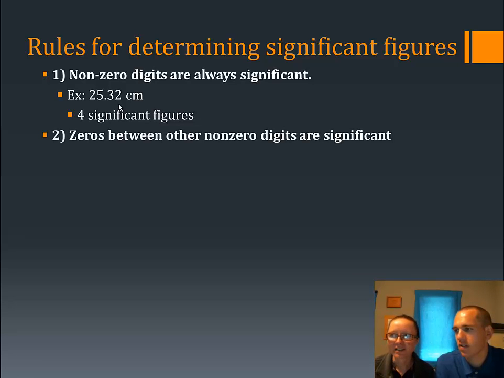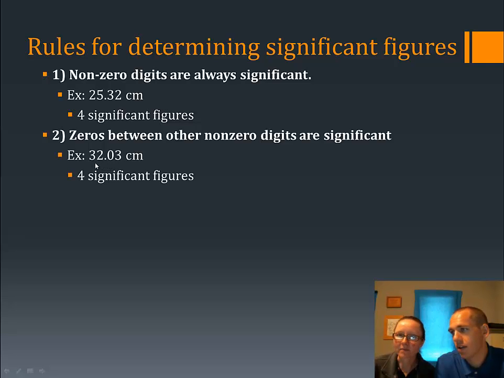The next rule, zeros between other non-zero digits are significant. So zeros in the middle count. So here's our example, 32.03 centimeters. That zero is between two non-zero digits, so all four of those digits are significant.